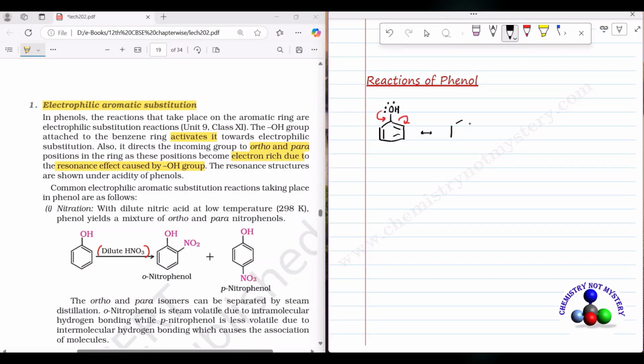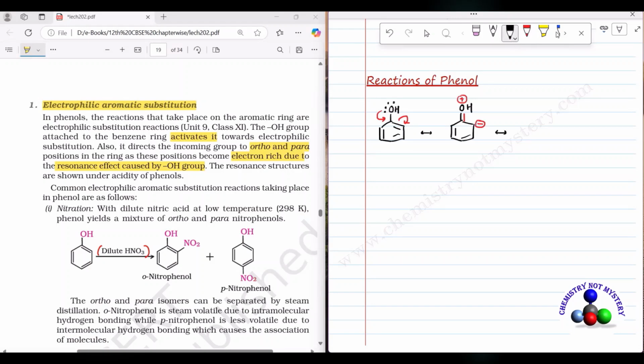In this resonating structure, these two bonds remain as they are. Here the carbon-oxygen bond becomes double. And now, as oxygen has donated a lone pair to benzene, it will develop a positive charge. And as the pi bond moves to the next carbon, a negative charge will be developed at this position.